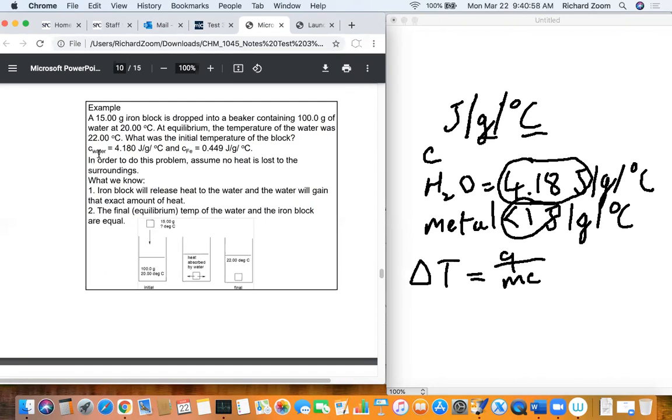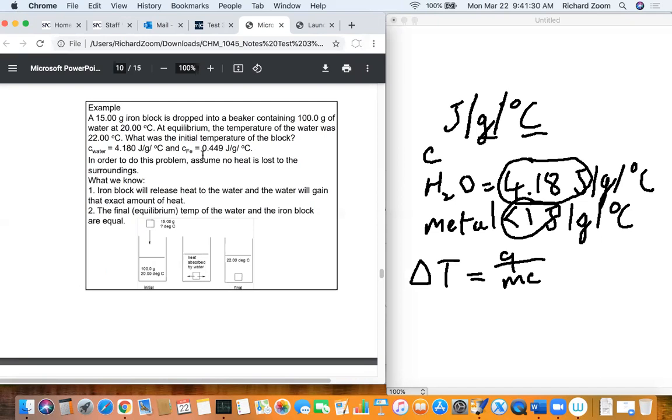So in the problem, we've got the heat capacity of water. We've also got the heat capacity of iron here, which is 0.449 joules per gram per degree Celsius. So the diagram down the bottom shows you what the story is here. You've seen situations like this before. It's like somebody's making a sword and they put it into a fire, and then it heats up, and then they take the sword and they stick it in the water, and the water steams up. All of that's happening.